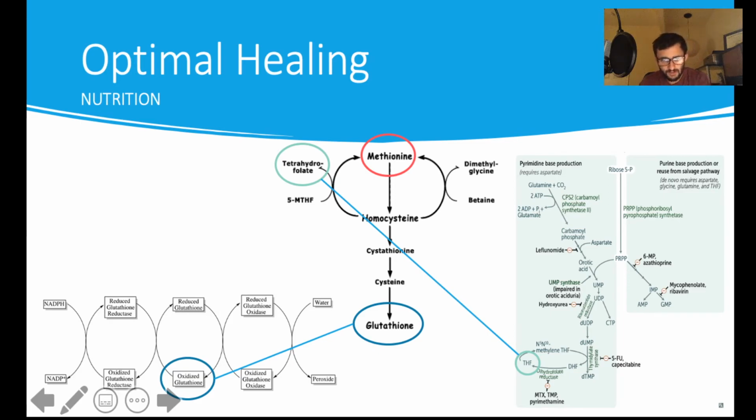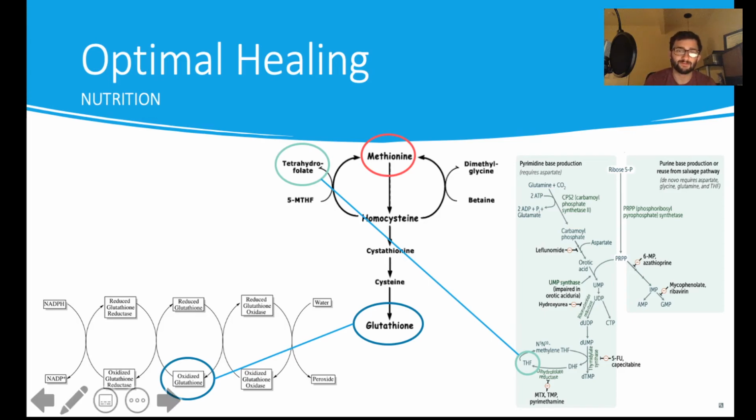So you'll notice that we have these anti-neoplastics that we talked about in the previous video talking about optimal healing, and this is kind of where those anti-neoplastics play their role in causing issues with optimal healing, because we have issues with cell replication, and of course that's because we have issues with the pyrimidine base production.